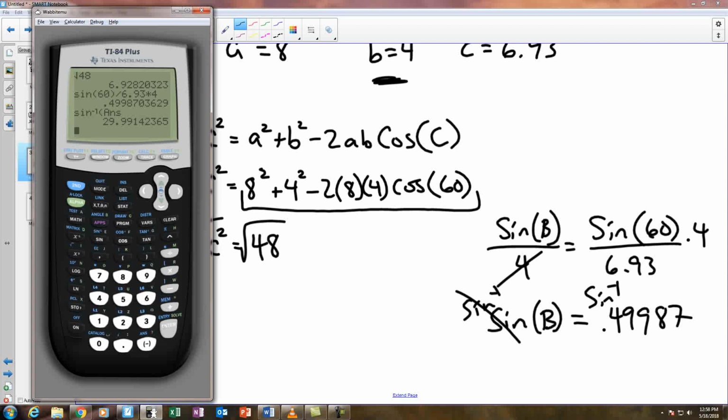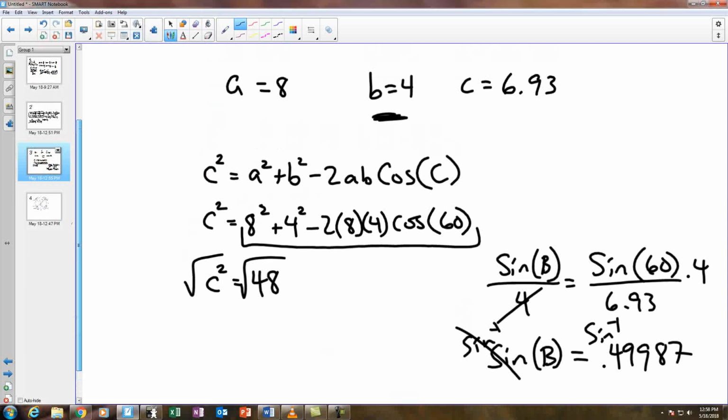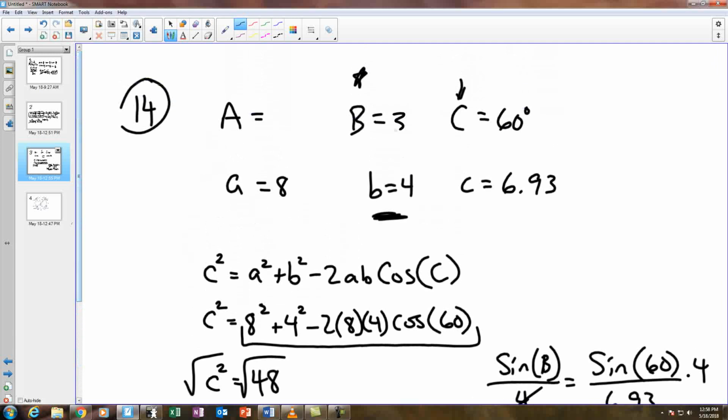Honestly, I feel like I'm going to have to round that to 30. Maybe I'm off a little bit. Let's go ahead and call that 30 degrees. Now by subtraction, it turns out this is a 90-degree angle.